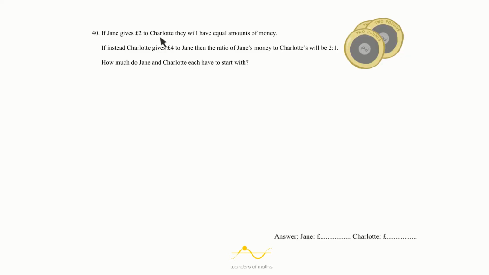If Jane gives £2 to Charlotte, they will have equal amounts of money. If instead Charlotte gives £4 to Jane, then the ratio of Jane's money to Charlotte's will be 2 to 1. How much do Jane and Charlotte each have to start with?